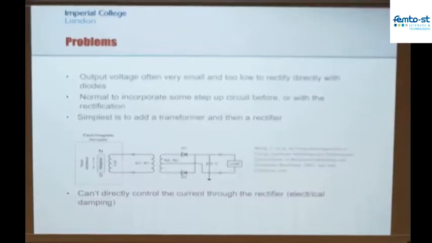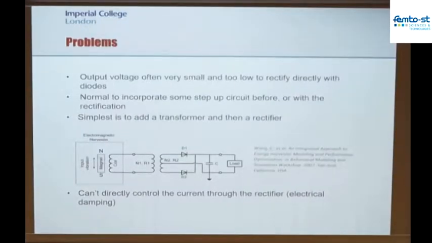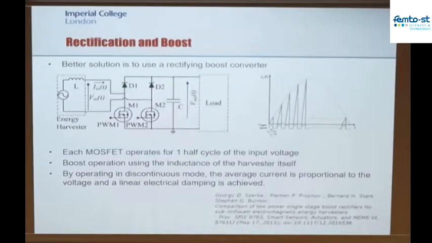Okay, if we were to talk instead about a typical vibration-driven harvester, then we've already said passive rectification solutions aren't necessarily very good because I can't control the current very well. Instead, what I probably want to do is to use something that looks a little bit like a full-wave rectifier, but I replace two of the diodes with two transistors.